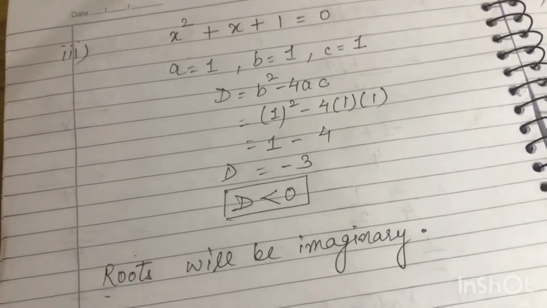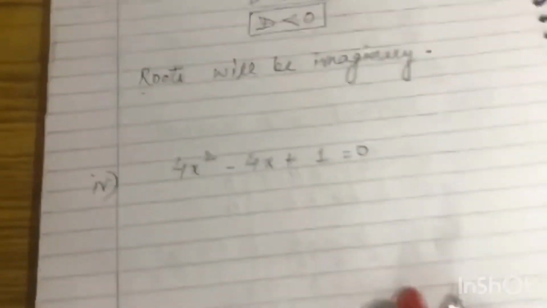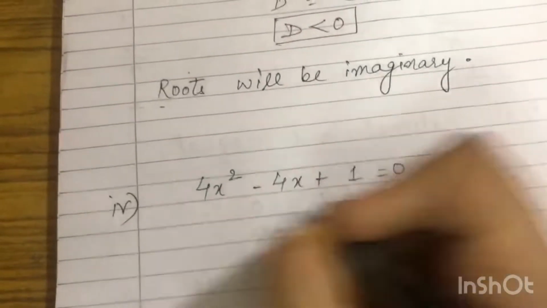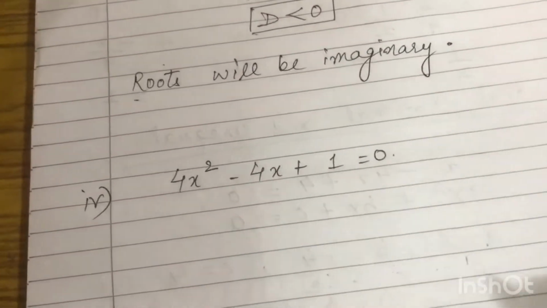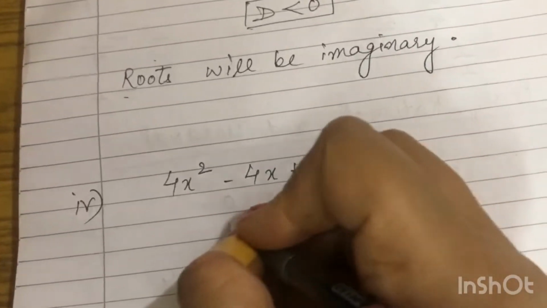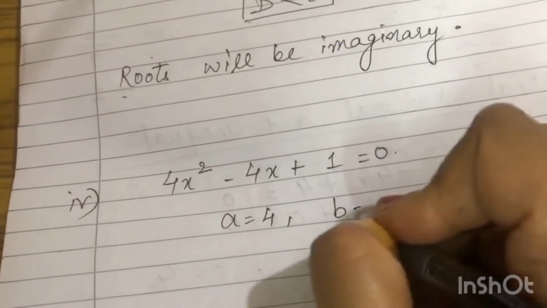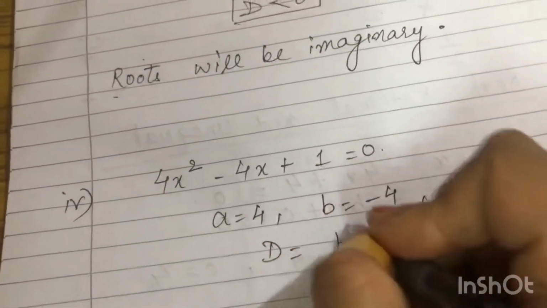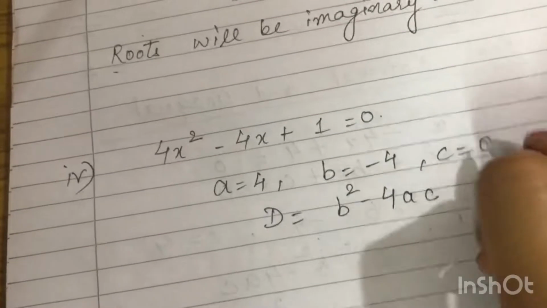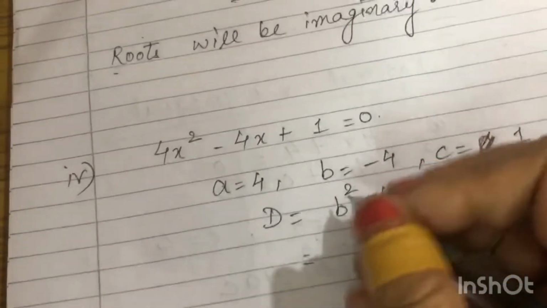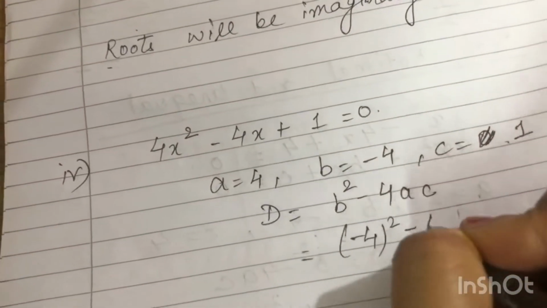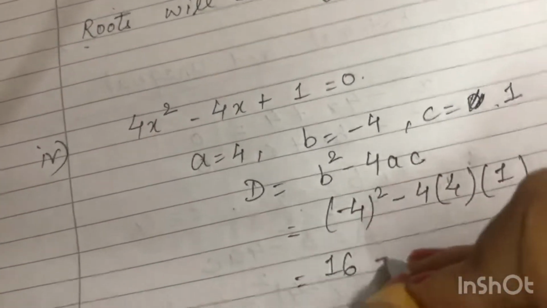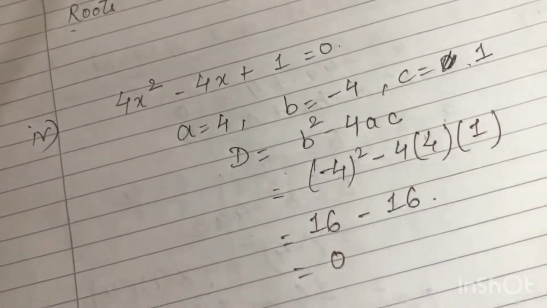Okay, imaginary roots. So now the fourth question is 4x square minus 4x plus 1. So again we will compare this given equation with ax square plus bx plus c is equal to 0. So a is equal to 4 here, b is equal to minus 4, I am writing it directly, c is equal to 1. So d is equal to b square minus 4ac. B square will be minus 4 square, minus 4 into 4 into 1. Okay, so it will be 16 minus 16, which will be 0.